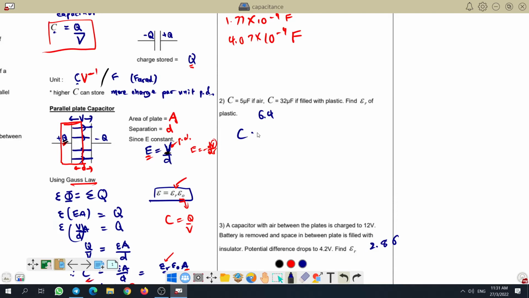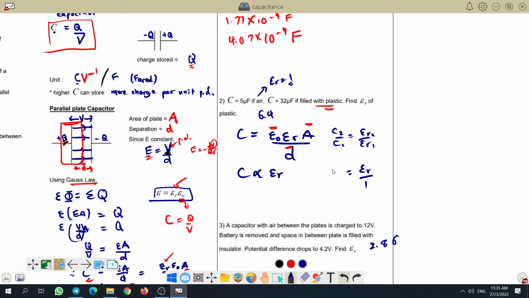You compare using the formula C equals epsilon naught epsilon R A over D. Okay, so it has the same capacitor. The only thing you change is you fill in the plastic. Epsilon naught itself is a constant. A doesn't change, D doesn't change. So the only thing we have is C proportional to epsilon R. If in air, epsilon R equals 1. So C2 per C1 equals epsilon R over 1. If they say air, you use 1. So you end up with C2 over C1 equals epsilon R over 1. Micro is okay, since it cancels out anyway.